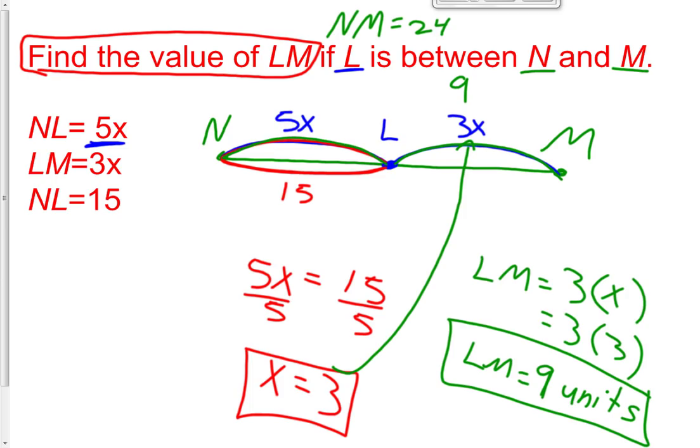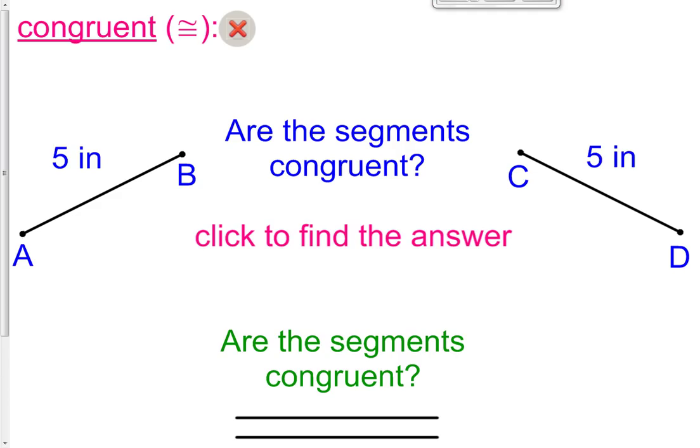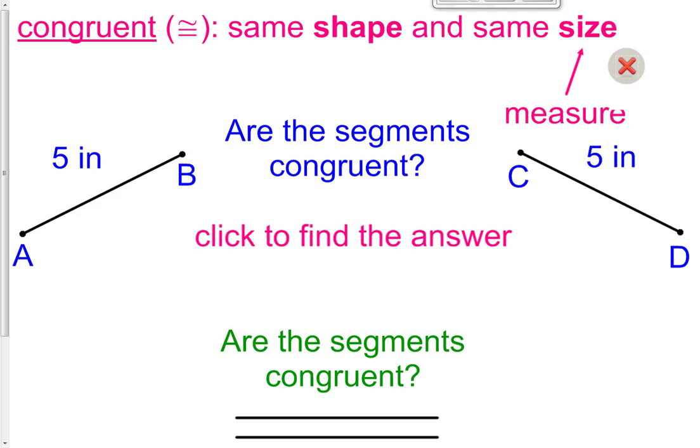NL right here, 5x, and NL 15, NL is congruent to itself. It's the same distance. So congruent means same shape, same size. We use this symbol whenever we use congruent. In algebra, we use the word equals a lot. Something is equal to something else. In geometry, we use the word congruent a lot, because when two shapes are congruent, or two segments are congruent, or two angles are congruent, they have the exact same size and the exact same shape. So that's what the word congruent means.